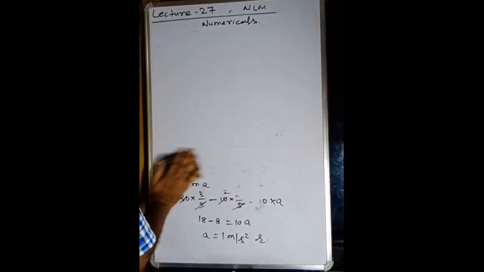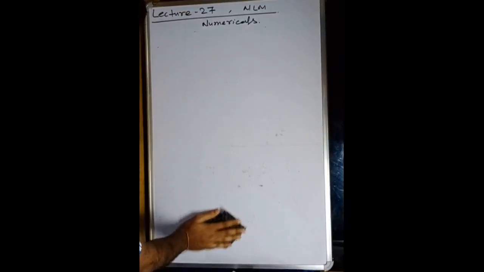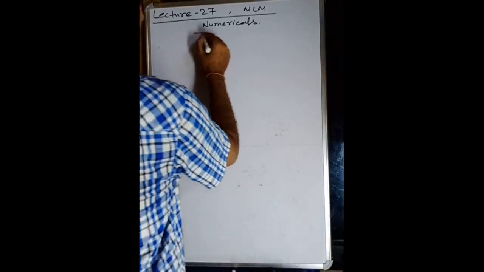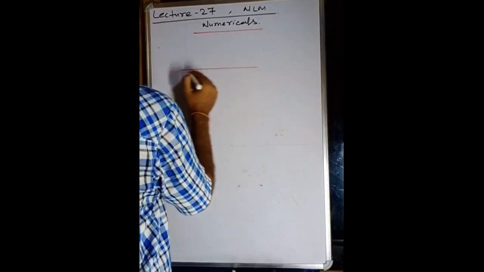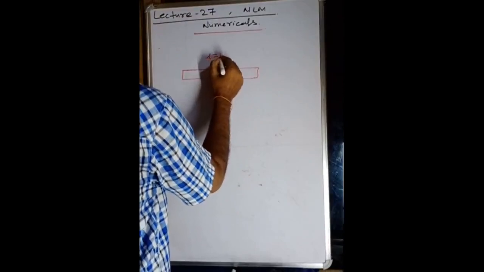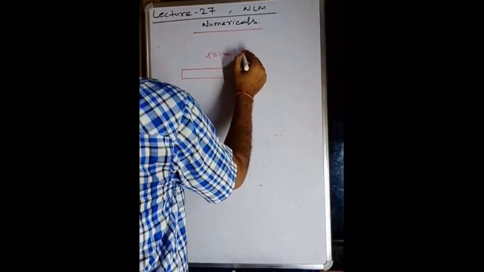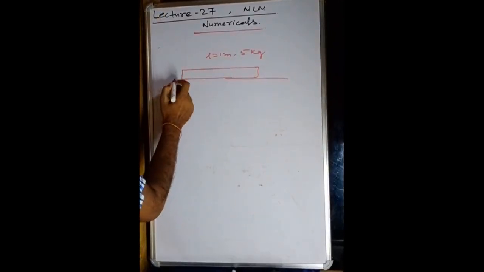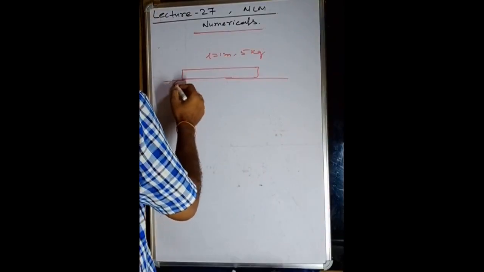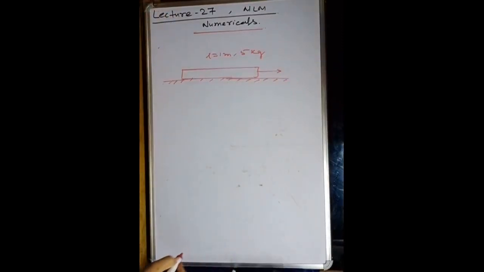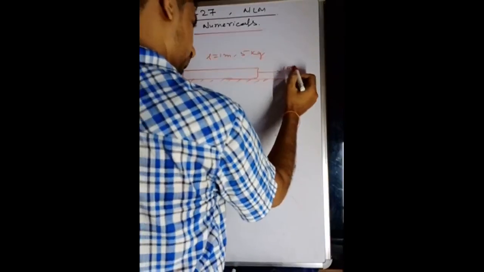A rod of mass 5 kg and length 1 meter is kept. Look at here. This is a rod of length 1 meter and mass 5 kg. It is placed on a smooth surface. A force of 100 Newton is applied at one end and starts pulling this rod.